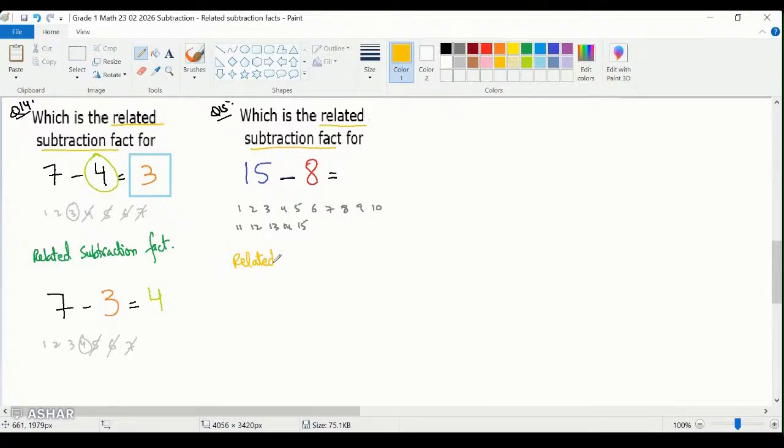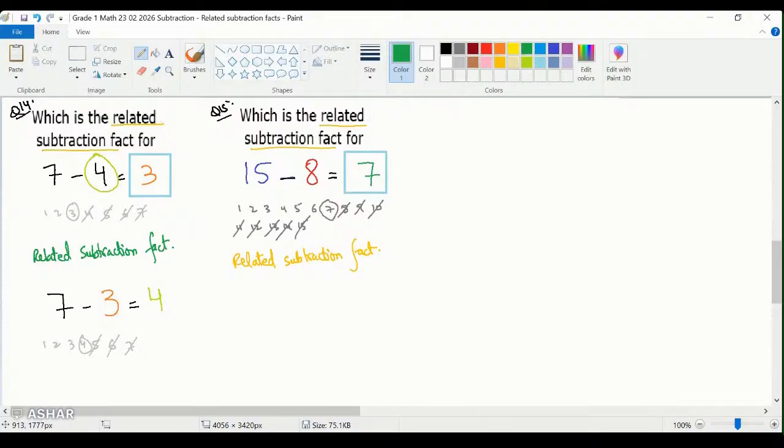Before finding the related subtraction fact, they have given us a variable over here. We don't know the answer. First, we'll try to find the answer. 15 minus 8 would be 1, 2, 3, 4, 5, 6, 7, 8. We are left with a 7. Perfect. Thank you.